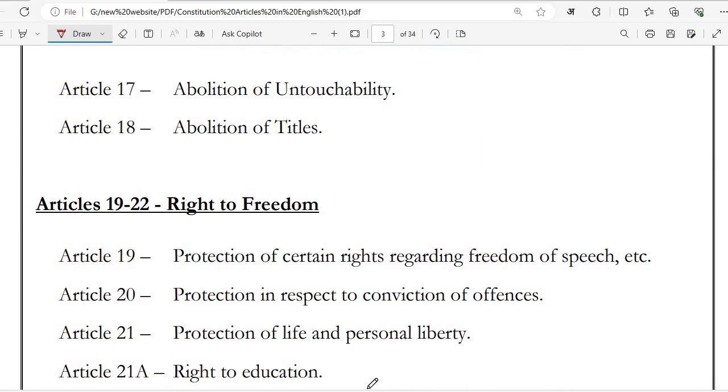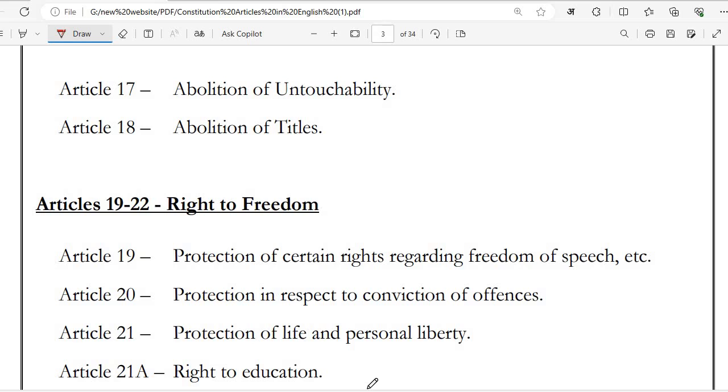Article 17, abolition of untouchability. It means now we cannot make any kind of statements or call any person by their caste or any inferior terms, because now it has been declared an offense, and for this the Indian Parliament made the Civil Rights Protection Act 1976.